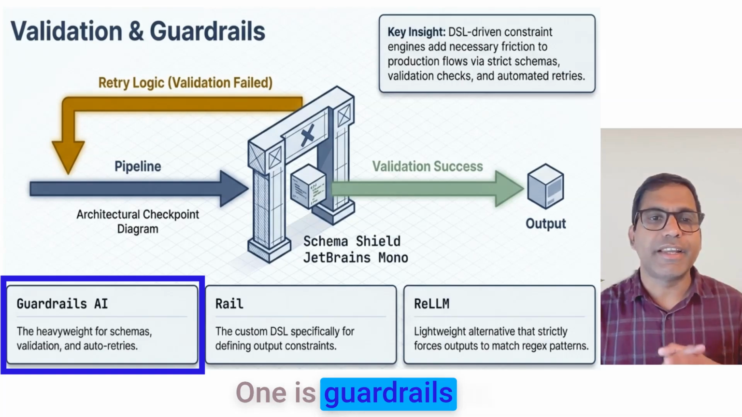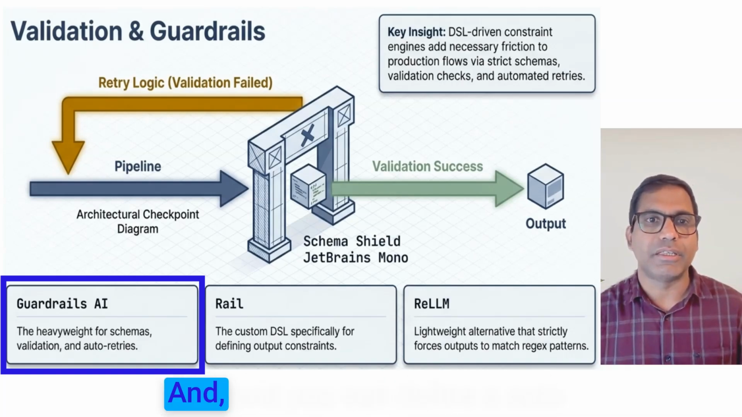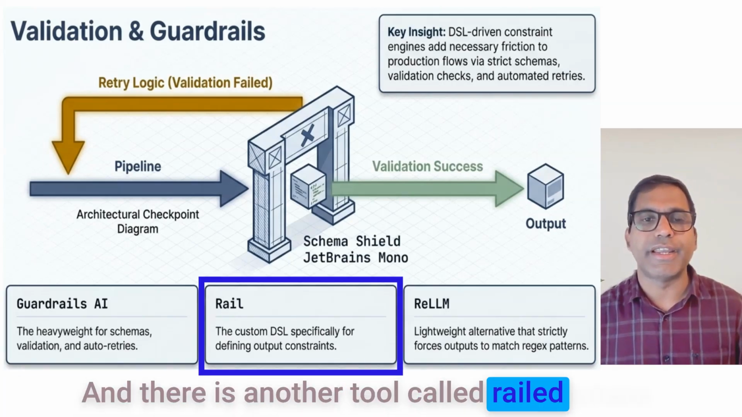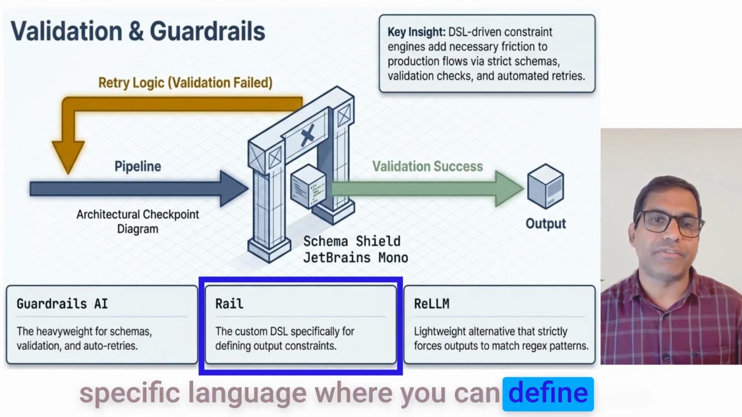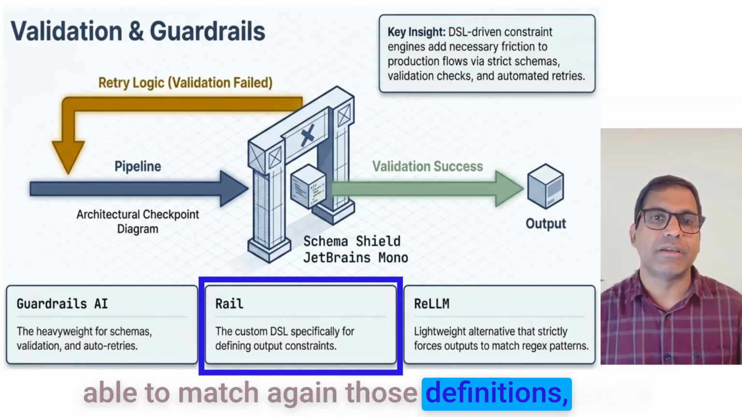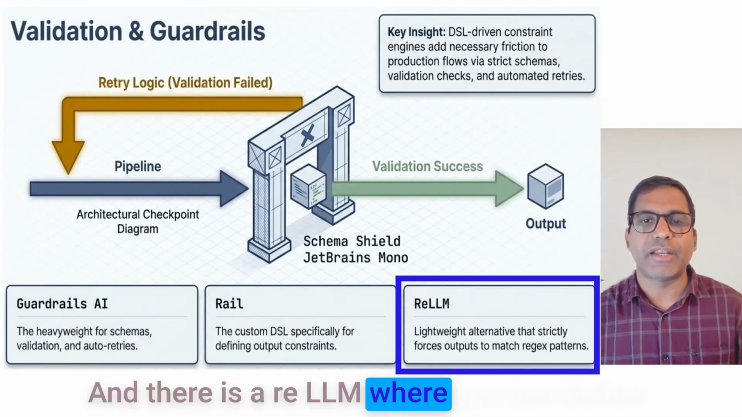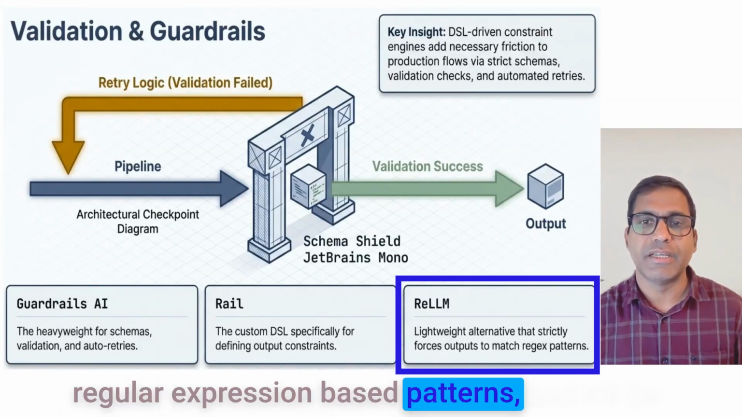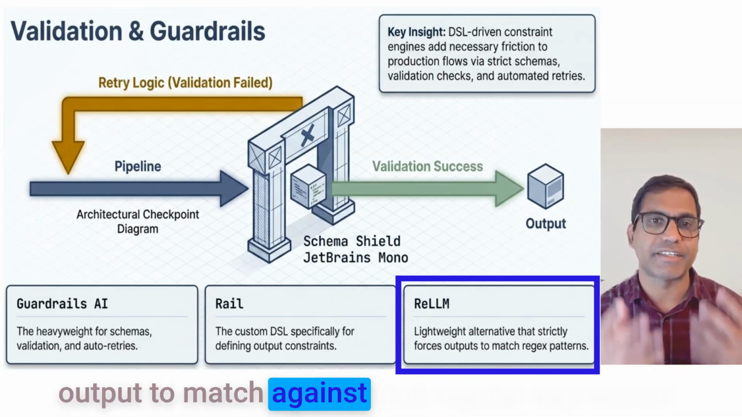One is Guardrails AI. In this tool, you can define heavyweight schemas, and you can define auto retry and validation rules. And there is another tool called RAIL, where you can use a custom defined domain specific language, where you can define your own schema definitions, and it is able to match against those definitions. And if it doesn't match, it applies auto retry logic. And there is ReLLM, where you can define the validation of your output using regular expression based patterns, and it is a lightweight alternative that strictly forces output to match against the regular expression.